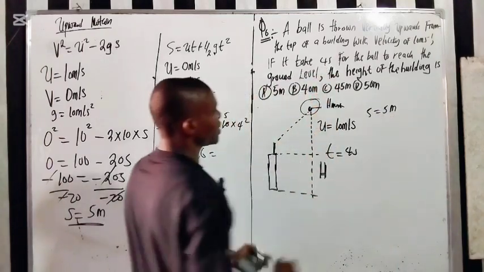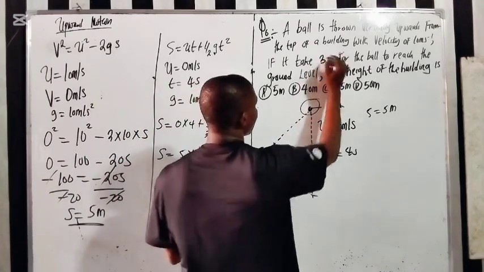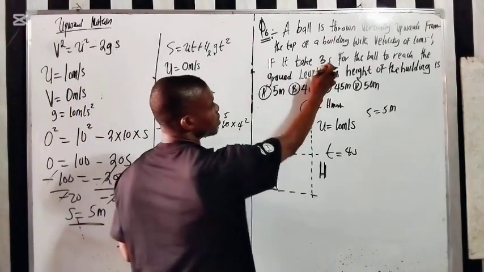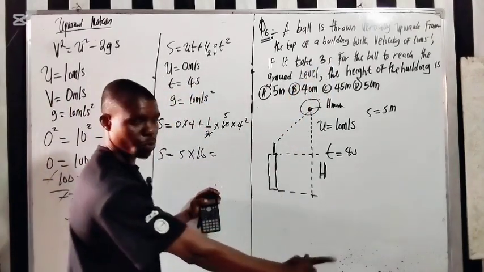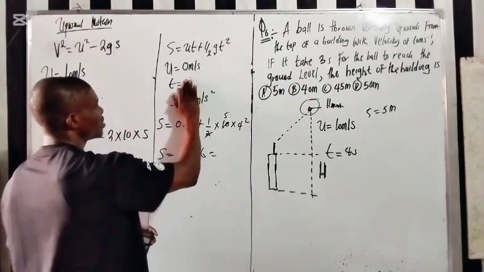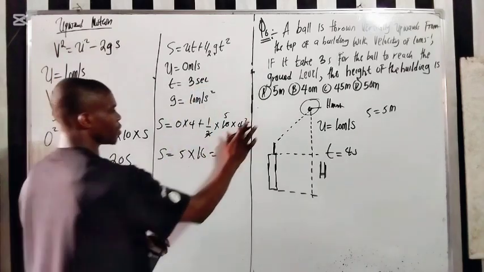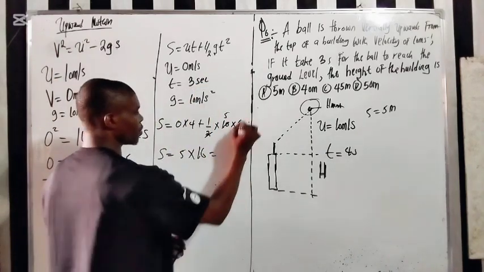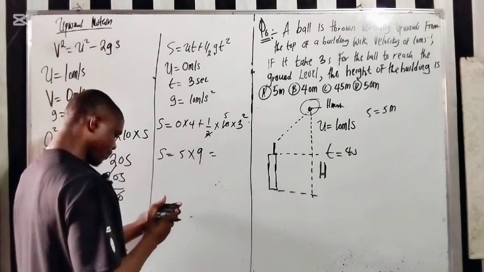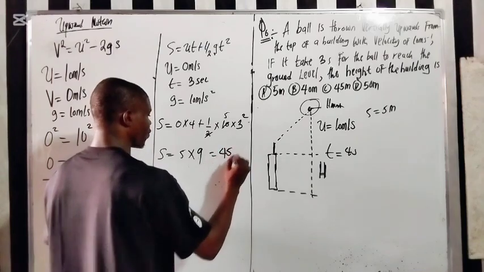Now the time is 3, because you already have the option here, so the time is 3. Please change the time. The time is 3 from the textbook. So I made a mistake with that time. So my time is 3 seconds. You're going to square 3, which is 9. So 5 times 9 is 45. Here we have 45 meters.